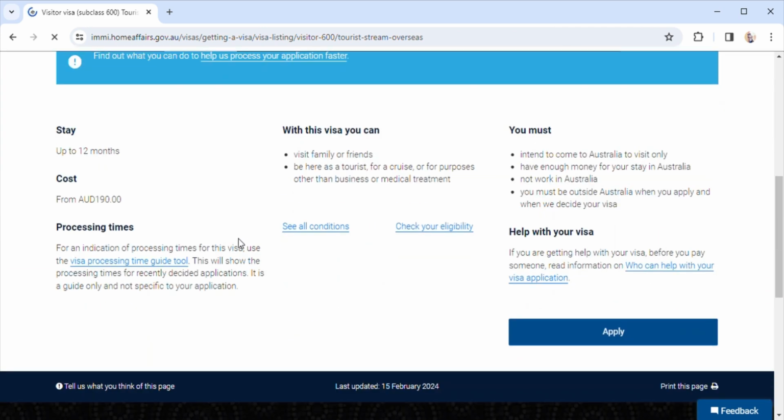Here they are showing you the amount you are going to pay for the visa, 190 Australian dollars. With this visa you can stay in that country up to 12 months. Then you shall come and apply.